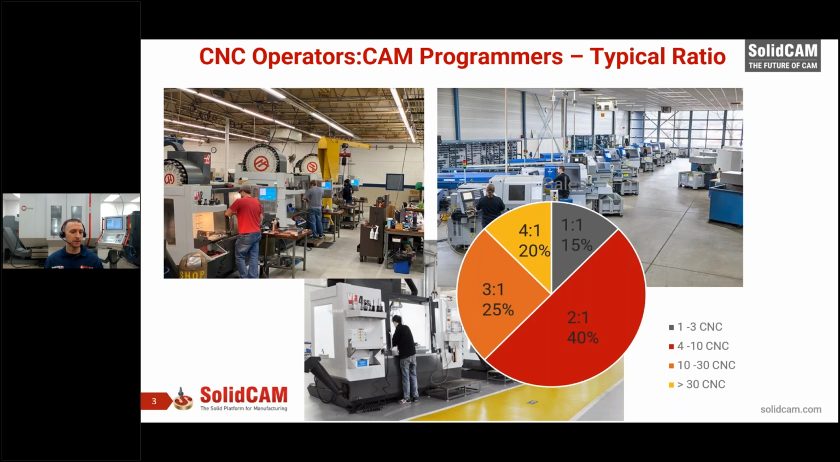We've done a little bit of analysis to understand what ratios of CAM programmers to operators look like in a CNC machine shop. Basically, we see that 15% of machine shops have 1 to 3 CNCs in their facility. Companies that have 4 to 10 CNCs make up the bulk of machine shops, at least from our customer base. Then we have about 25% in the 10 to 30 CNC range, and then we have customers that have greater than 30 CNCs.